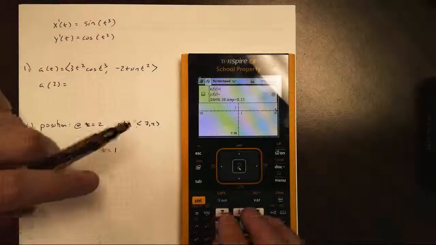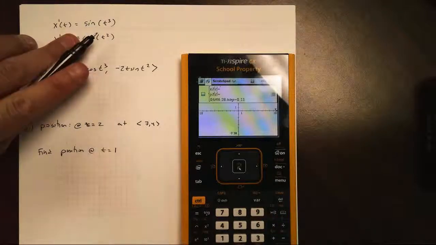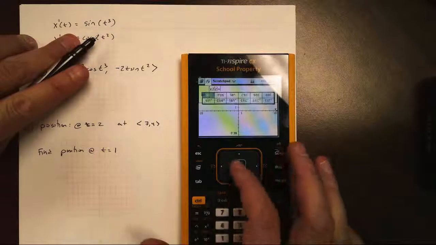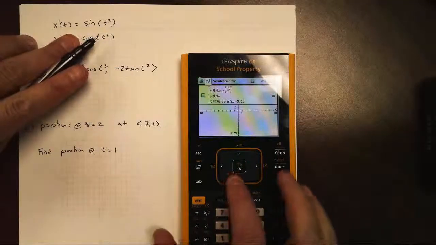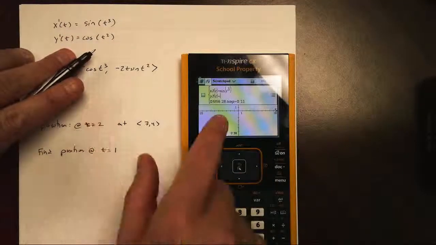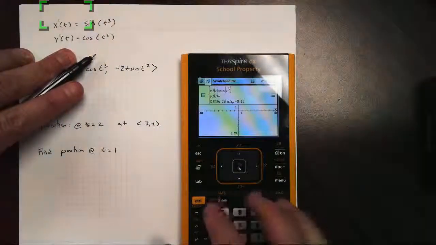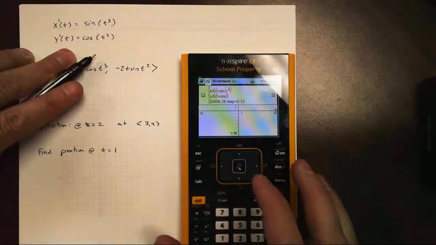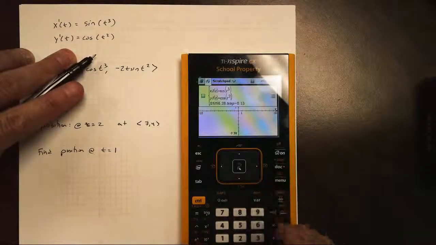So if I type in my derivative graph, I'm just going to type this in as the sine of t cubed, t caret 3. Now you have to use t's here. Y of t, same thing. Even though it says y of t, I'm really using my derivative right there. So it says cosine of t squared, t squared. And I just press enter.